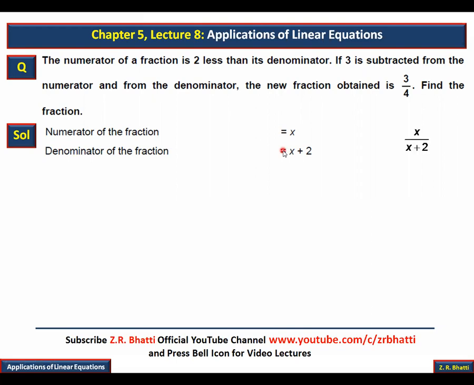What is the required fraction? That is x over x plus 2. Fraction is numerator over denominator. Now, according to the question, you have to subtract 3 from the numerator, that becomes x minus 3. You are subtracting 3 from the denominator, that becomes x plus 2 minus 3.